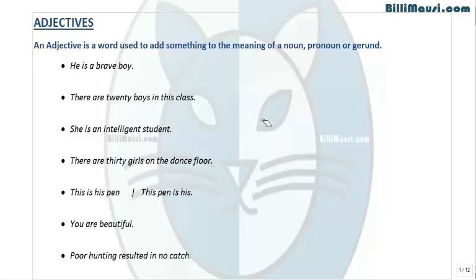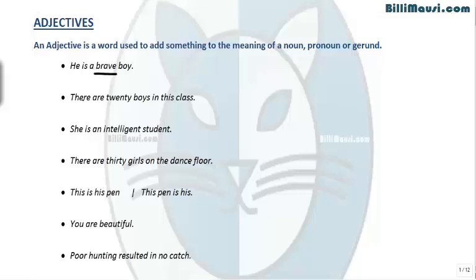We'll begin with a small exercise. As you can see, there are a couple of sentences mentioned here. You need to mark the adjectives in these sentences. So you can just pause the video, take a couple of minutes and do this small exercise. Without further ado, I'll just give you the answers. You can cross check your answers here.